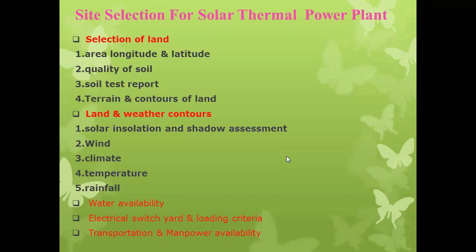Okay, then transportation and manpower availability. Transportation is very necessary because of the personnel who are working for the solar thermal power plant. Transportation is very essential for them, because for maintenance purposes and various troubleshooting purposes, we require the manpower, and we are also required to transport some testing equipment to the site. So the transportation and manpower availability is very important.